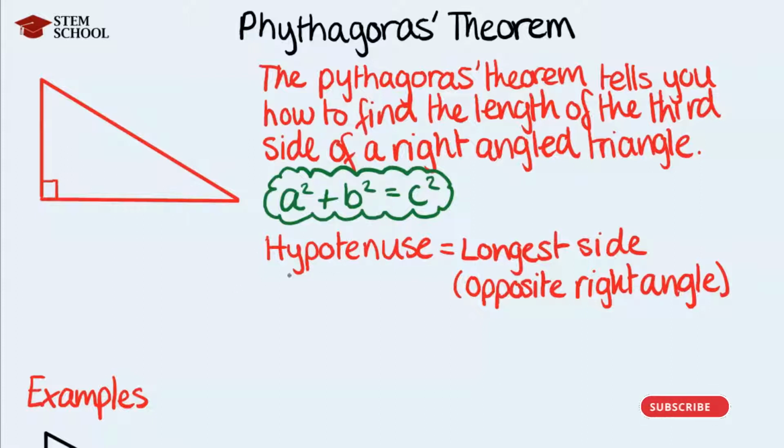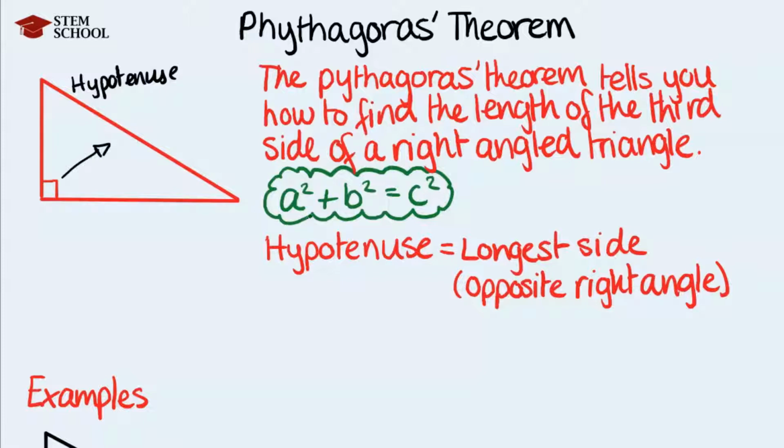Now the formula is a squared plus b squared is equal to c squared, which tells us how to find the hypotenuse of the triangle, okay? So the hypotenuse is the longest side, okay? So you'll know the hypotenuse because it's just opposite the right angle symbol. So it's hypotenuse, okay? So that's the longest side of the triangle, opposite the right angle, okay?